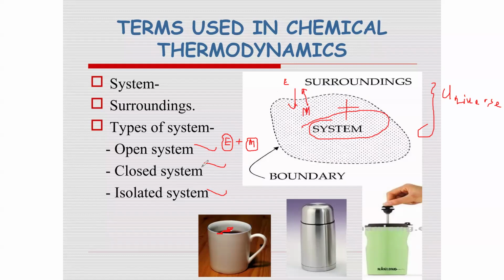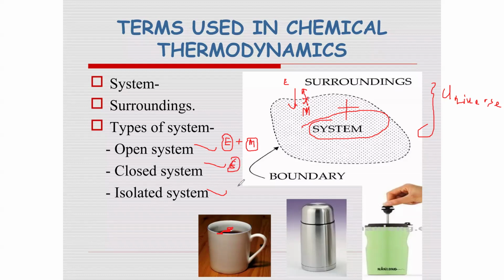Then we have a closed system. In the case of a closed system, there is only exchange of energy, but there is no exchange of matter. Matter is not exchanging in the case of a closed system, but there is an exchange of energy.